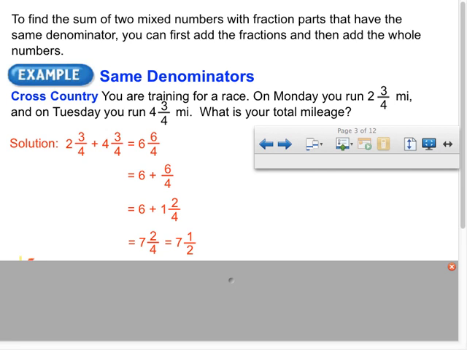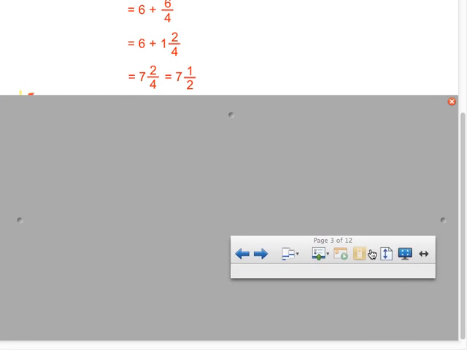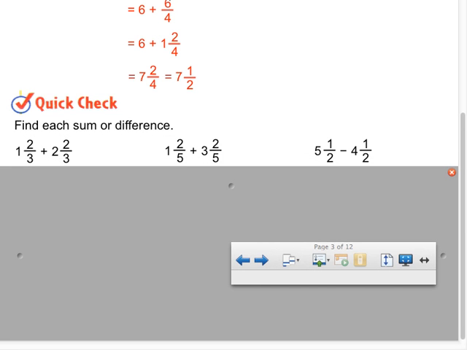Yes, question. Make the two numbers improper fractions. Yes, but that's the other method. We're not going to talk about that right now. Okay, so moving right along. Go ahead, find the sum or difference of each of these sets of mixed numbers.